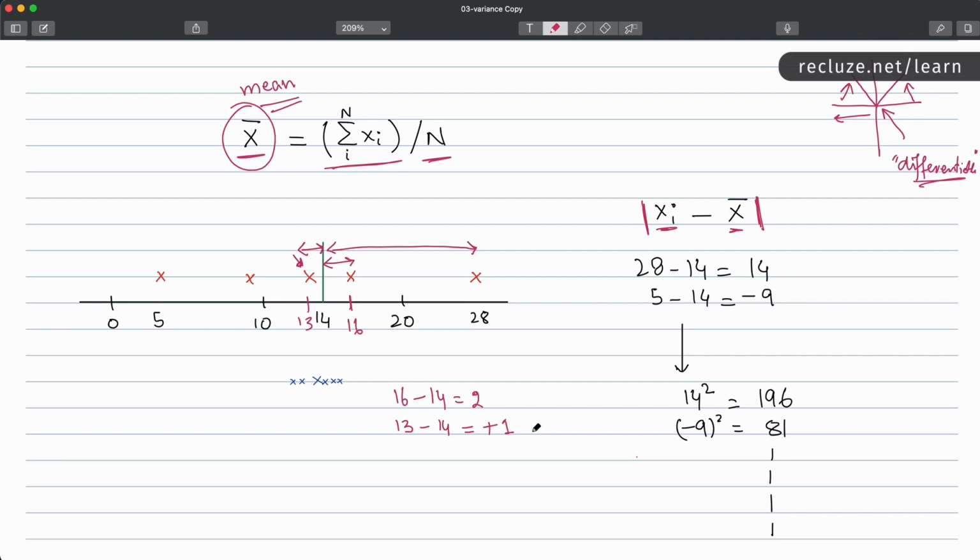We have another function which can do the same thing. It can get rid of the minus sign, and that function is the square.